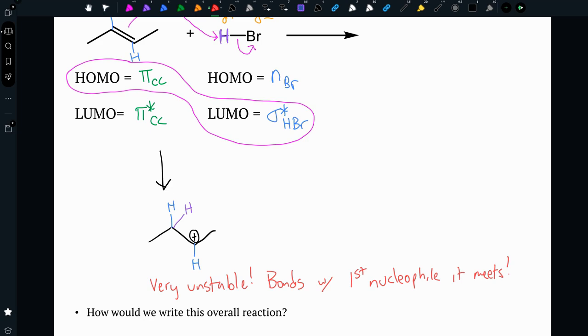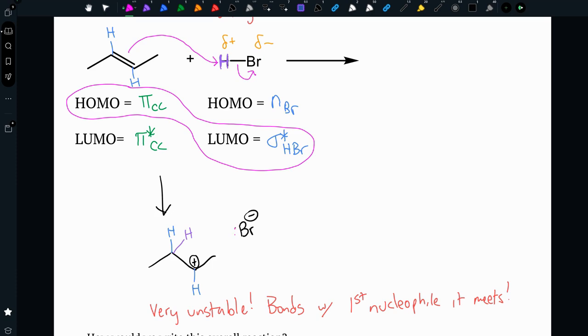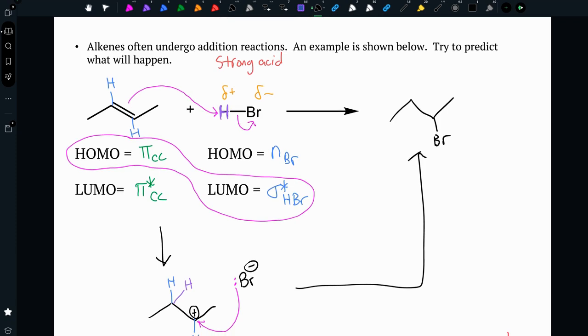So in this case, the other nucleophile that I have around is going to be my Br minus ion that was generated in that first step. And so it's not hard to predict that that will go and bond to my carbocation. And what I'm going to form is an alkyl halide. So this is a transformation of an alkene into an alkyl halide.